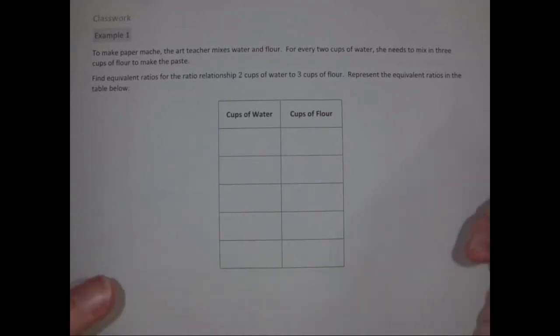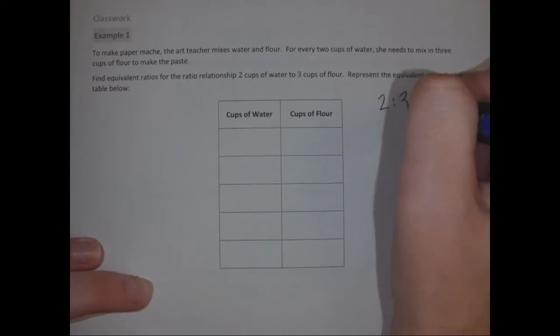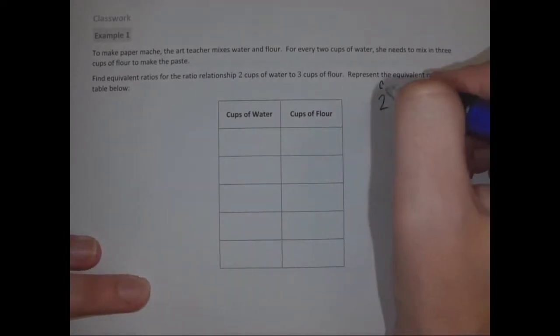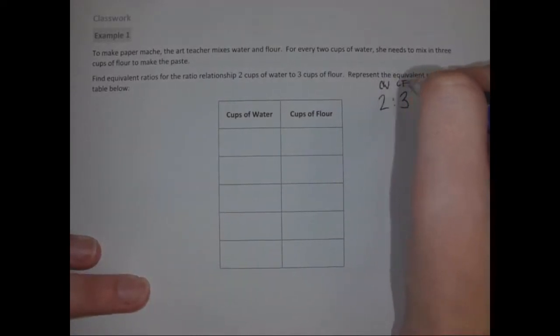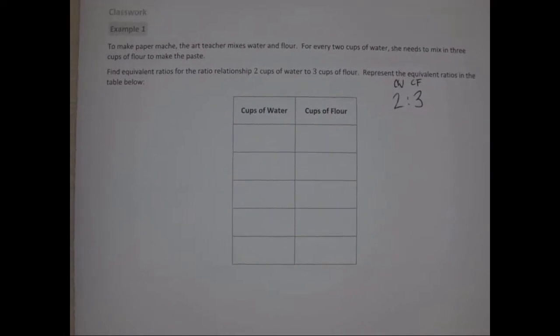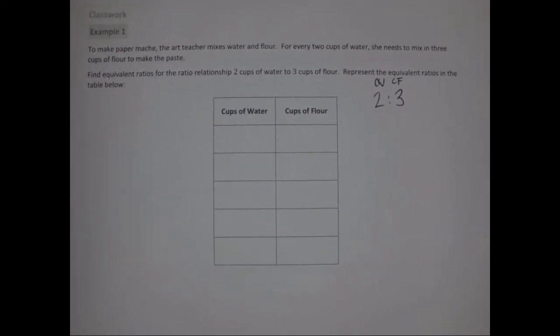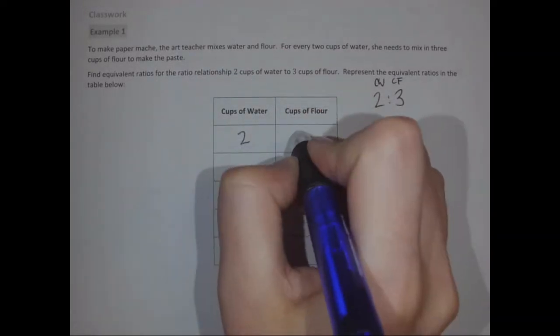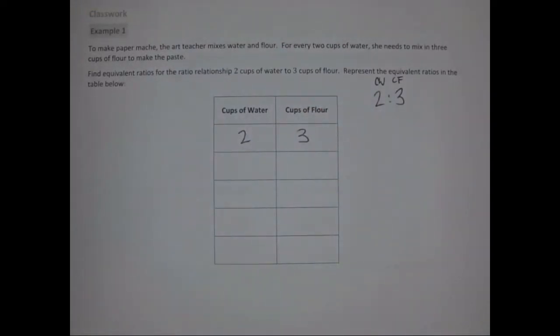2 to 3. 2 to 3, and that's cups of water to cups of flour, right? Okay, so what can we write in the first row of our table, Dewey? 2 and 3. How do I figure out what to put in the second row, Michaela? Multiply by 2?